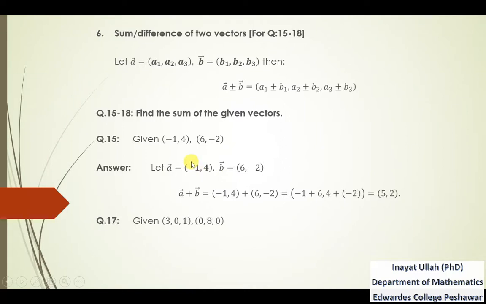Similarly, considering two 3D vectors, this and that, we name them vector A and vector B. Now A plus B is equal to this vector plus that vector, which is first plus first, comma, second plus second, comma, third plus third. Adding these numbers, (3, 8, 1) is A plus B. So that's how we add two vectors.